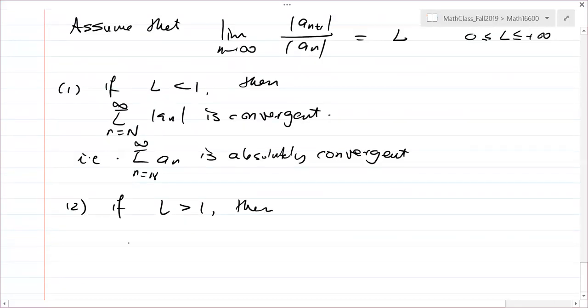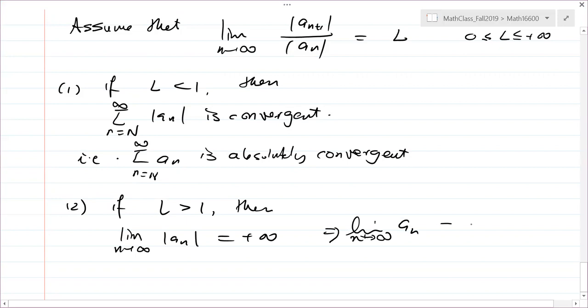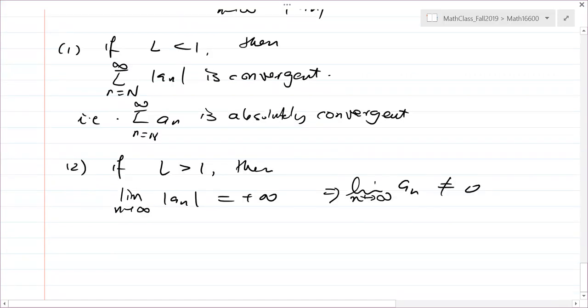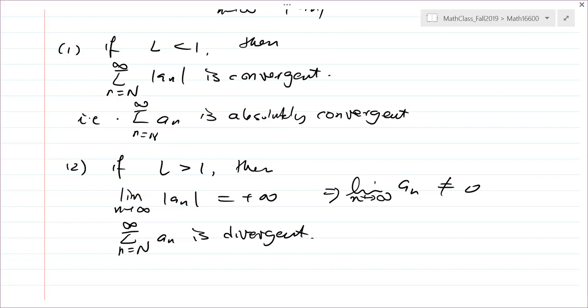If L is greater than 1, then one can show that the limit as n approaches infinity of a_n is at least going to be infinite. What does that mean? This is infinite. It implies the limit either doesn't exist or cannot be zero. So by the test for divergence, this series is divergent. If L equals 1, it is inconclusive, I cannot use it there.